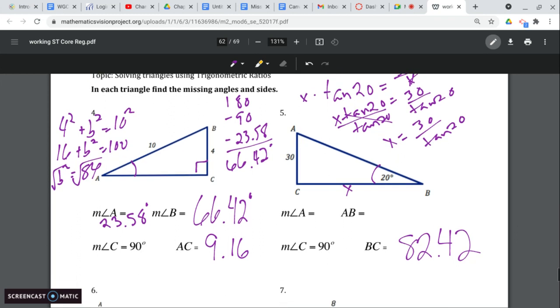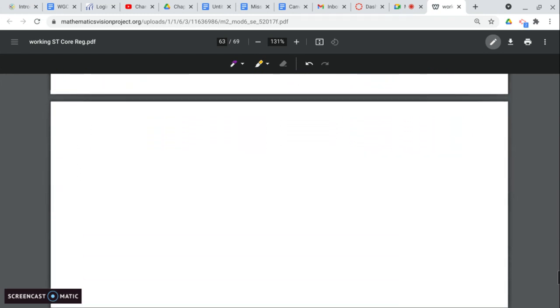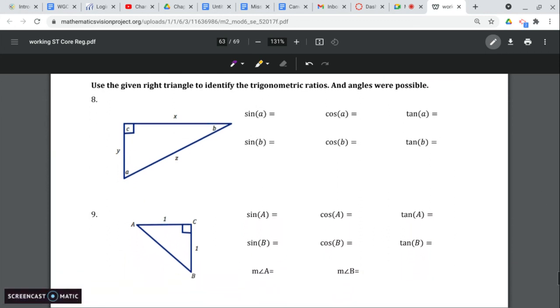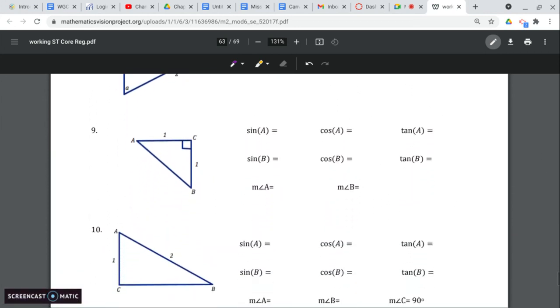All right. And this last part down here. Use the given right triangle to identify the trigonometric ratios and angles where possible. So sine of A, we're looking at opposite over hypotenuse. The hypotenuse is going to be the square root of 2, because 1 squared plus 1 squared is going to give us 2 equals c squared. So it's the square root of 2. So 1 over root 2. Sine of B, opposite over hypotenuse, also 1 over root 2.